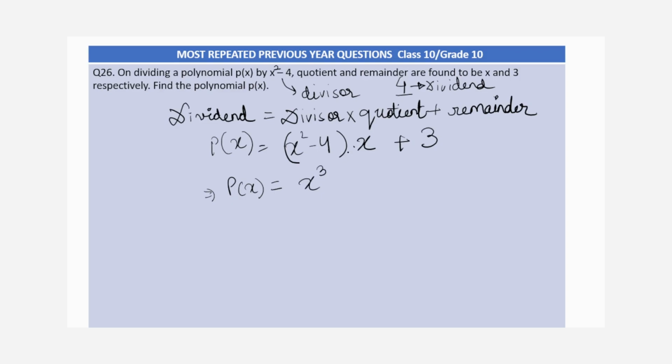Now minus 4 will multiply with it, x. So it will become minus 4x plus 3. So this is the polynomial. Very easy question and the answer comes out very easily. We just need to remember the formulae we have learned from our earlier grades.